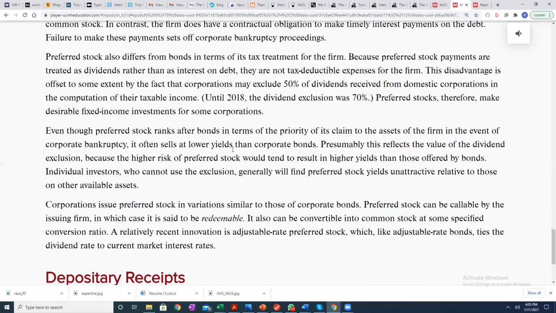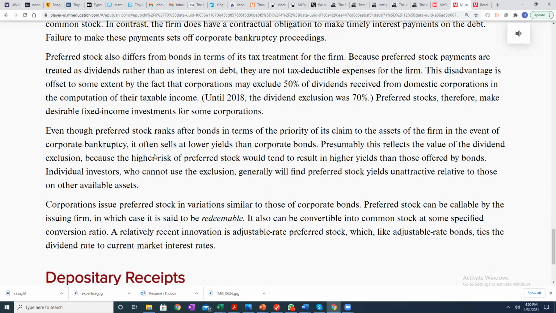Also, tax treatment is different. Preferred stock payments are treated as dividends. They are not tax deductible expenses for the firm. The disadvantage is offset by the fact that corporations may exclude 50% of the dividends received in the computation of their taxable income. Therefore, they make desirable fixed-income investments.